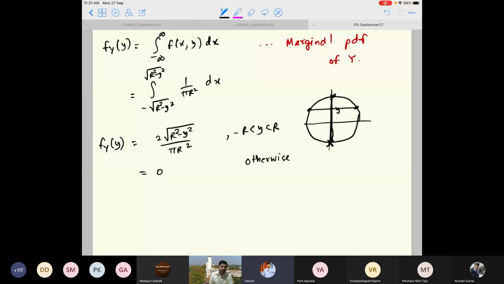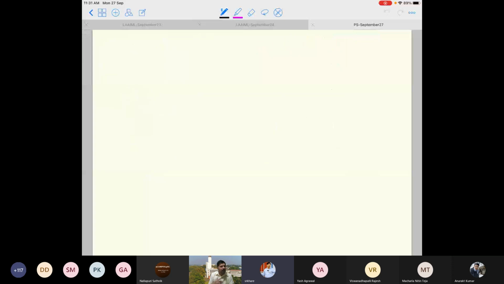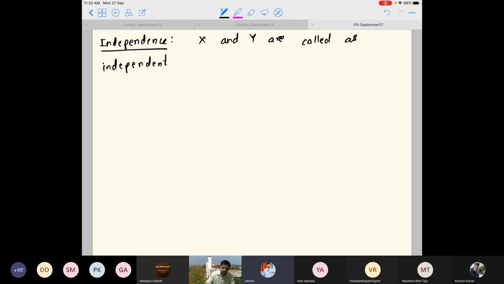And once you know these marginal PDFs, then the immediate thing that we had done for the case of discrete random variables, we can do for continuous random variables: we can define independence. So how do we define independence? The way we define independence is x and y are called independent random variables.